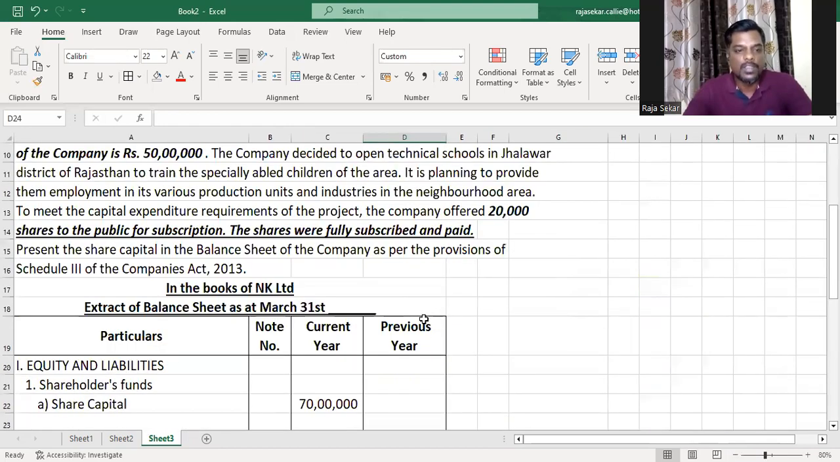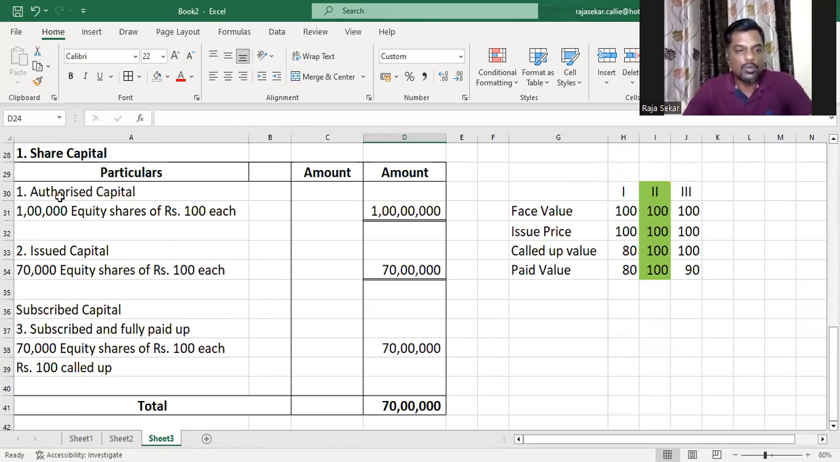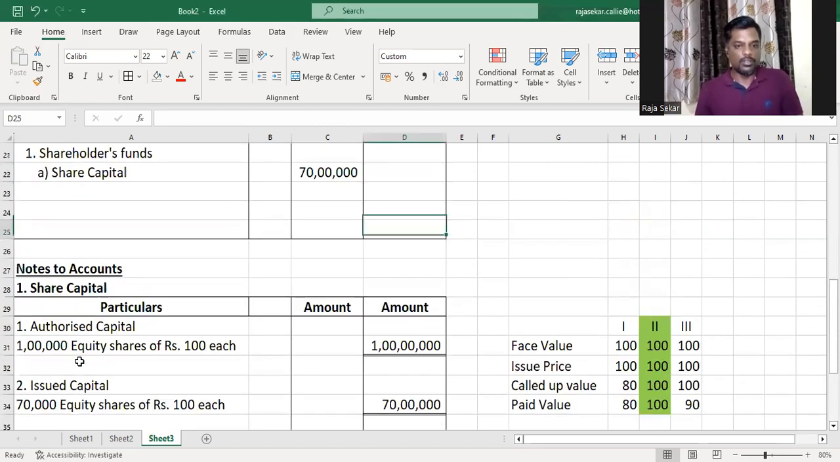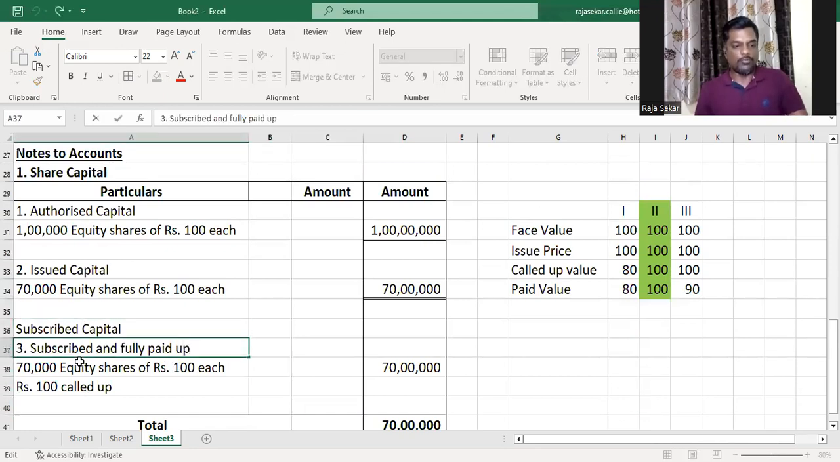Understood, my dear children? So you prepare the face of the balance sheet and then you prepare the notes to accounts. You start with authorized capital, issued capital, and subscribed capital in the notes to accounts. You find out if there is any subscribed and fully paid up and subscribed and not fully paid up. If there is subscribed and fully paid up, then you bifurcate the shares issued into subscribed and fully paid up and subscribed and not fully paid up.